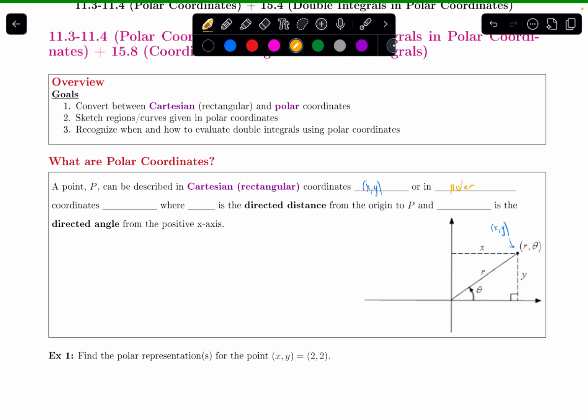So in polar coordinates, you keep track of r and theta, where r is the directed distance from the origin to the point. So if I have my point here, r is the distance from the origin to that point. Okay, and theta is the directed angle from the positive x-axis. So if I measure this angle from the positive x-axis to this line, that's theta.